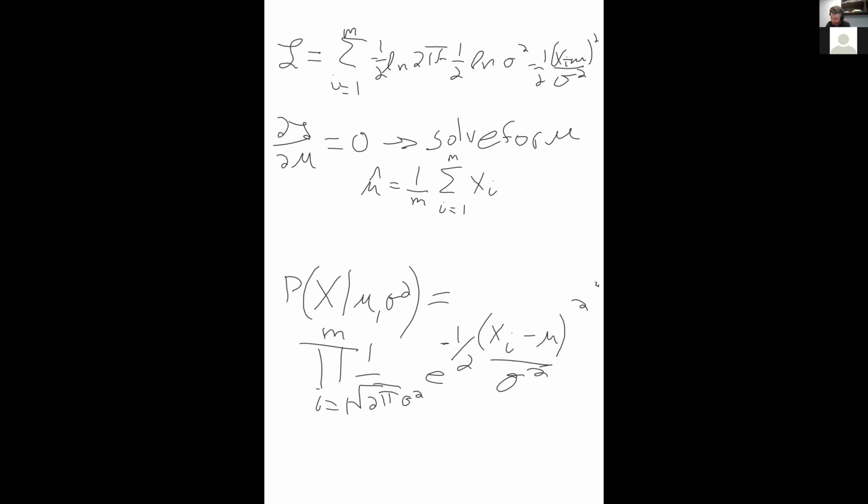And then we can do something similar for sigma squared, the variance, the width of this distribution. What we find is that sigma squared is equal to 1 over m, sum i equals 1 to m of (xi minus mu) squared. The thing inside the sum is always positive, which means that sigma squared is always a positive number.